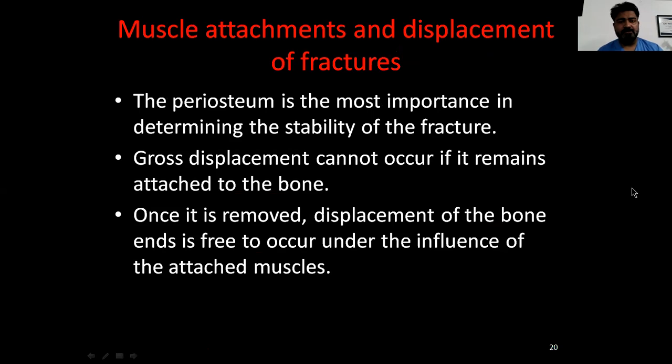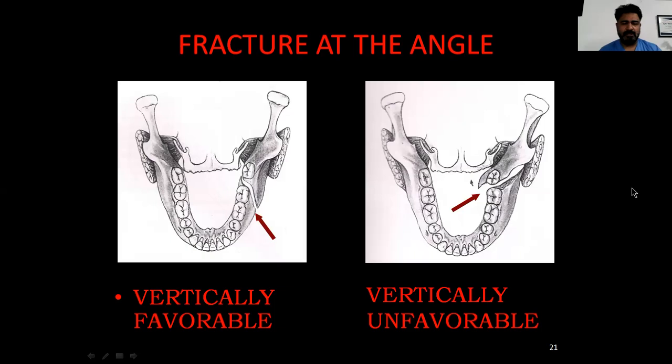The muscle attachments and displacement of fractures: the periosteum is the most important in determining the stability of the fracture. Gross displacement cannot occur if it remains attached to the bone. Once it is removed, the displacement of the bone end is free to occur under the influence of the attached muscles. For fractures at the angle, there are vertically favorable fractures and vertically unfavorable fractures. Why are they unfavorable? Because of the pull of the muscle. See, when the fracture is like this, this muscle is pulling this segment behind. So ultimately this muscle is uniting or reducing this fracture. So it is a vertically favorable fracture.